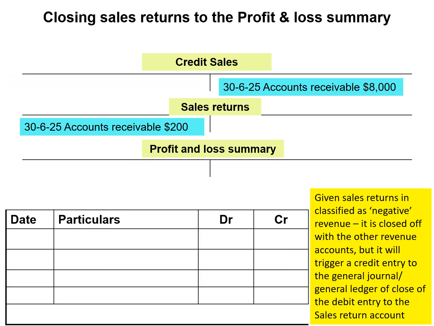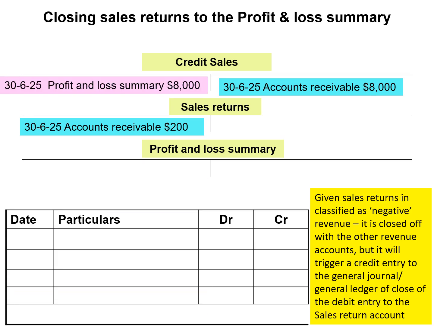Okay. What about sales returns? Do we group that with expenses? No. Think about where sales returns are reported in the income statement. It's part of the revenue section. Cash and credit sales less sales returns equals our net sales. So therefore, we're going to close this off with our other revenue accounts.